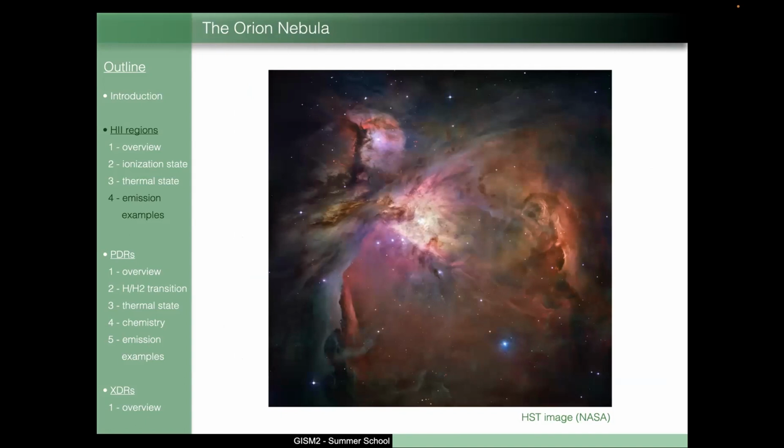The Orion Nebula, so it's not a random example. The Orion Nebula is simply the brightest H2 region in the sky. And the reason for that is not that it is particularly luminous, it's just that it is the closest H2 region from us. It's located at 500 parsec from the Earth. So to make a long story short, this is a Hubble image of the Orion Nebula.